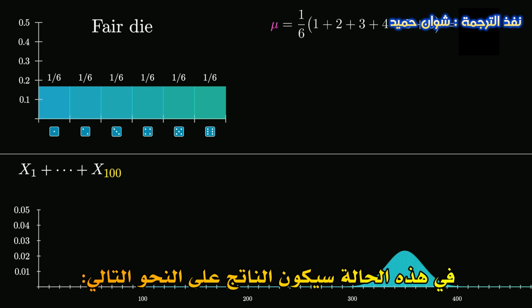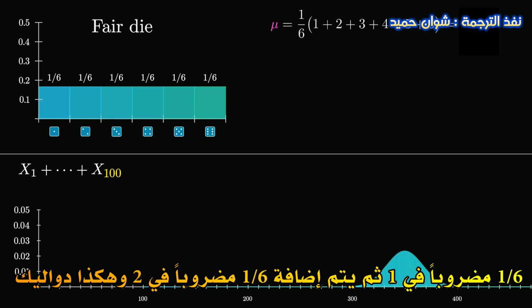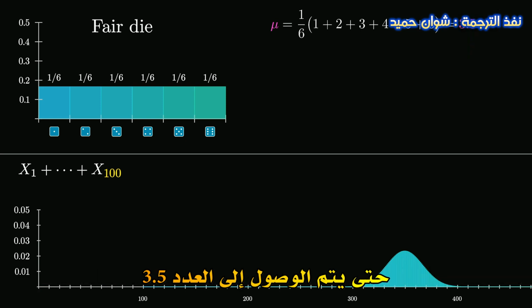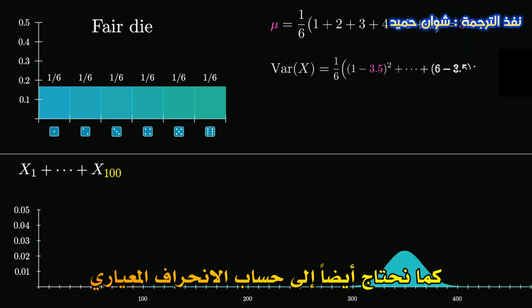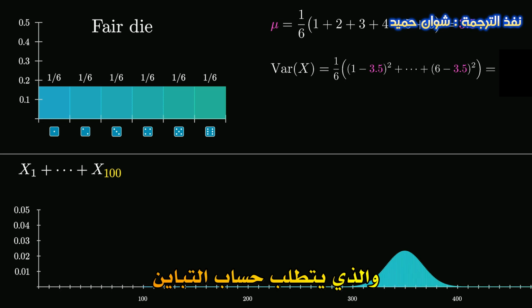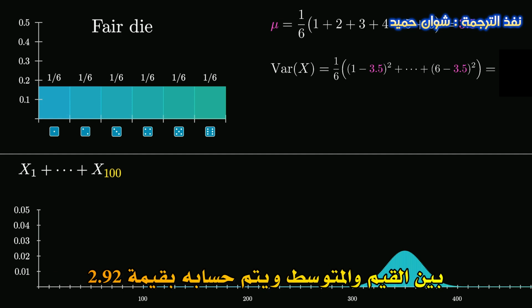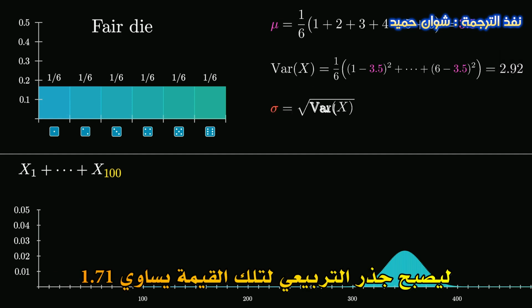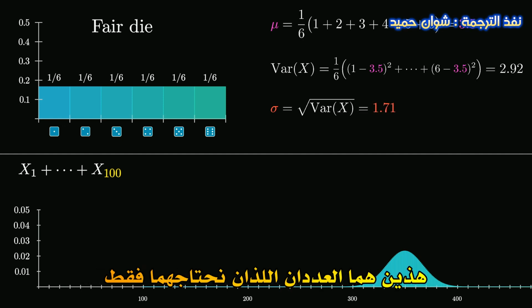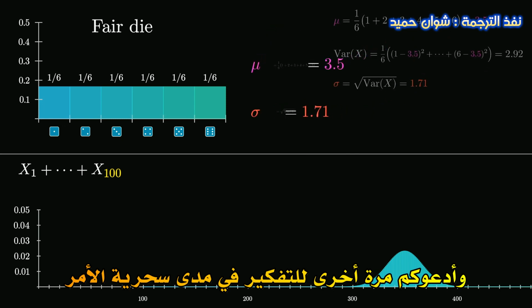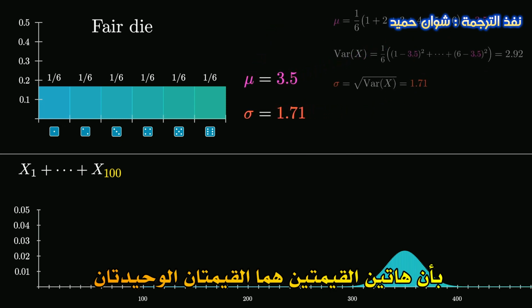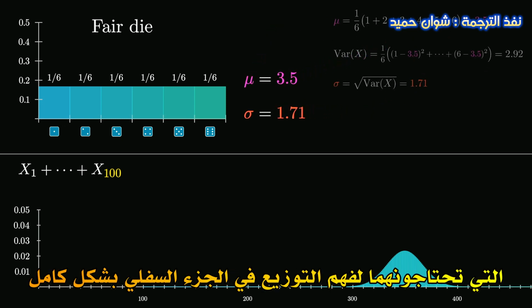case will look like 1/6 times 1 plus 1/6 times 2 on and on and on, and works out to be 3.5. We also need the standard deviation, which requires calculating the variance, which, as you know, involves adding all the squares of the differences between the values and the means, and it works out to be 2.92. Square root of that comes out to be 1.71. Those are the only 2 numbers we need, and I will invite you again to reflect on how magical it is that those are the only 2 numbers that you need to completely understand the bottom distribution.